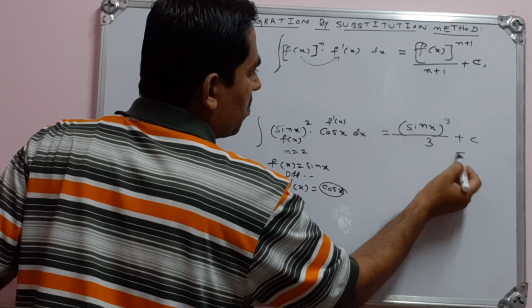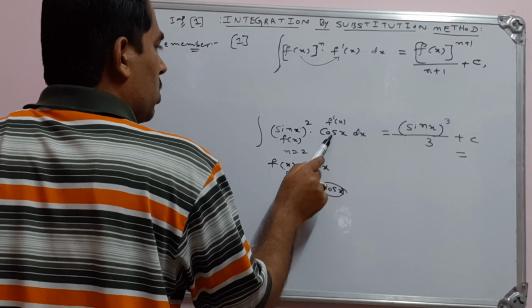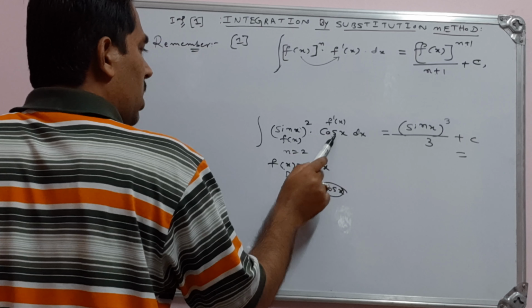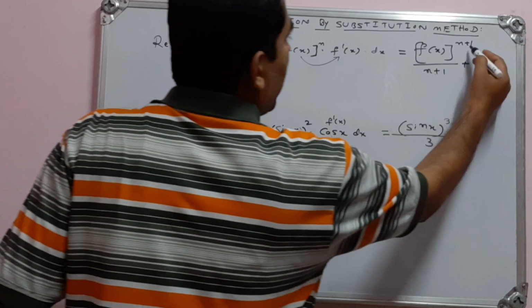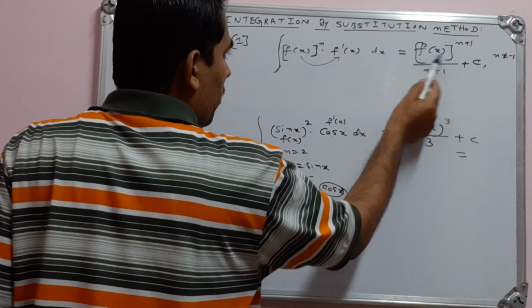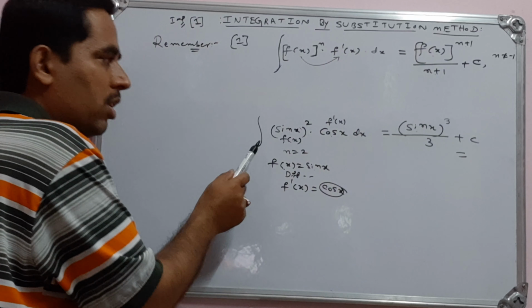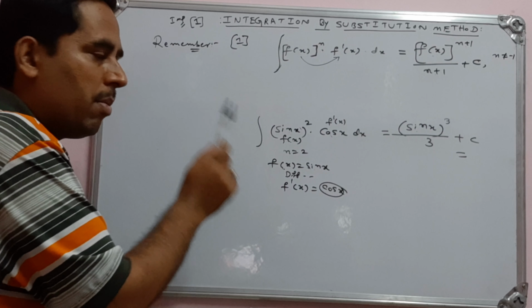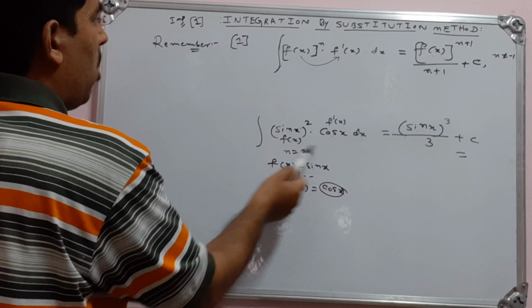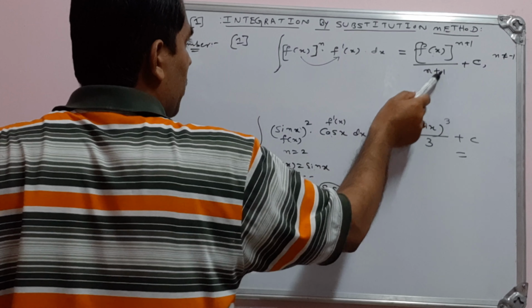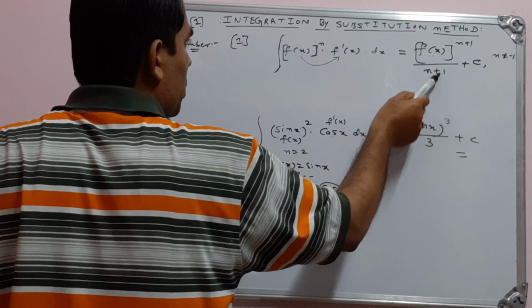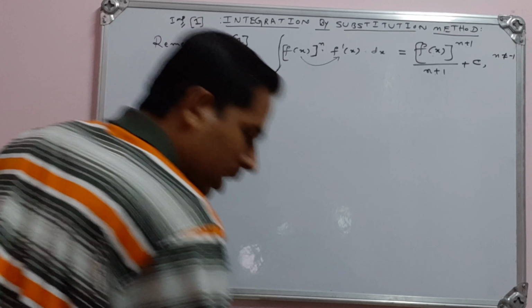Sin x whole square into cos x: sin x into the derivative of sin x, which is cos x, whatever the power may be. Of course, here n should not be equal to minus 1. Then I can write directly f of x whole to the power of n plus 1 divided by n plus 1. This is a very, very important result. Remember this result. If I have a function like this under the integral sign, I can write it directly. I have given one example here, and we will solve some more problems later.